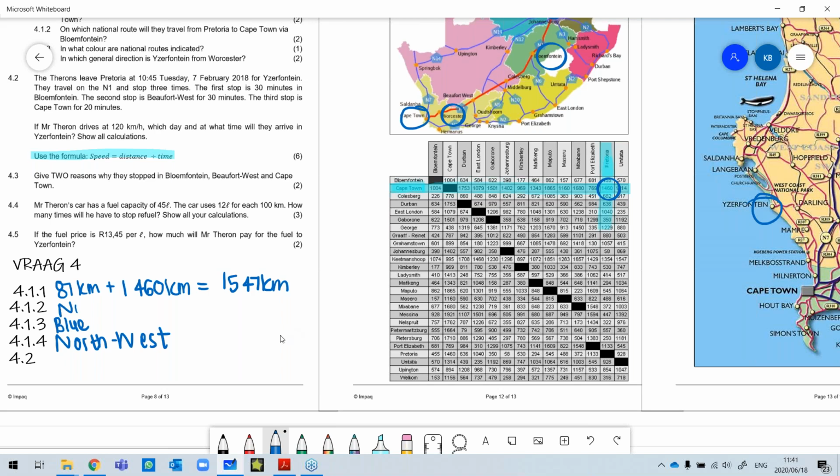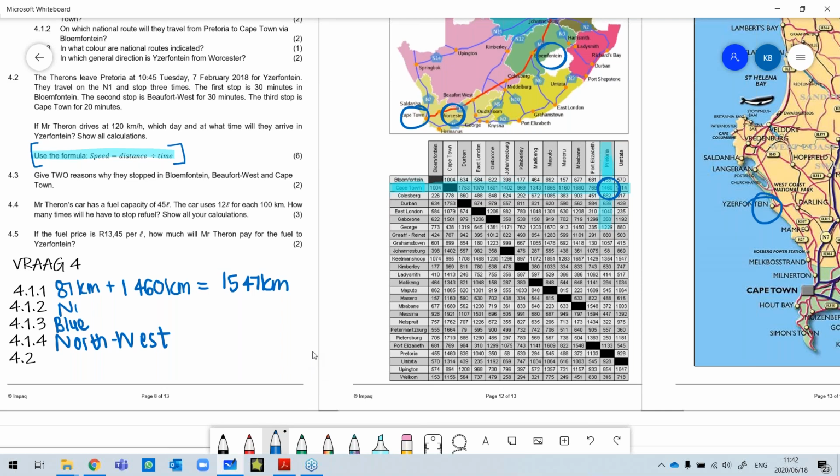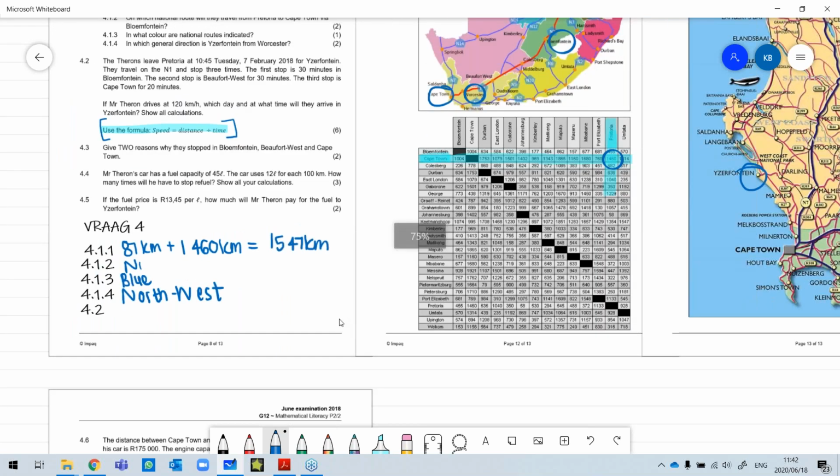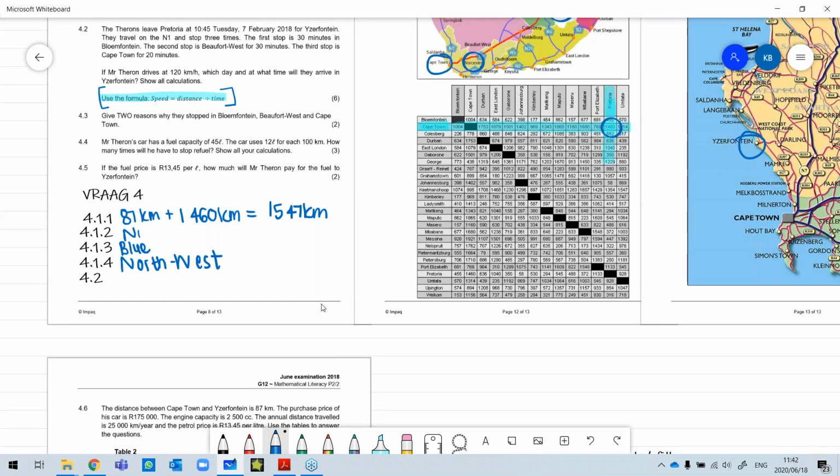Show all your calculations. And then they go as far as to give you a formula, which is always handy and always great. So they tell you use the formula: speed equals distance divided by time. Now I'm going to just reverse a little bit so that we have some space to answer the question. Okay, now first of all, our first step will be to determine if they drive straight through without stopping once. How long is it going to take them to drive from Pretoria to Eiserfontein?